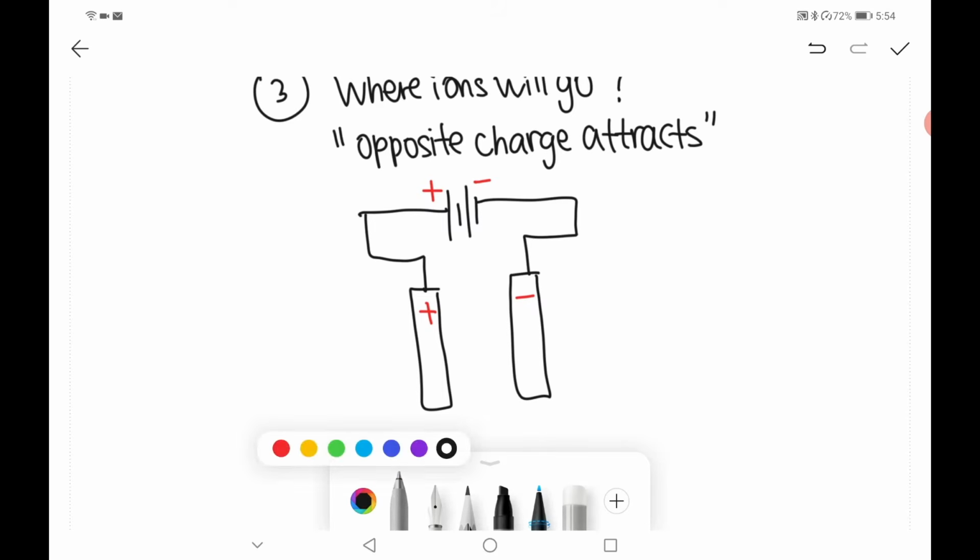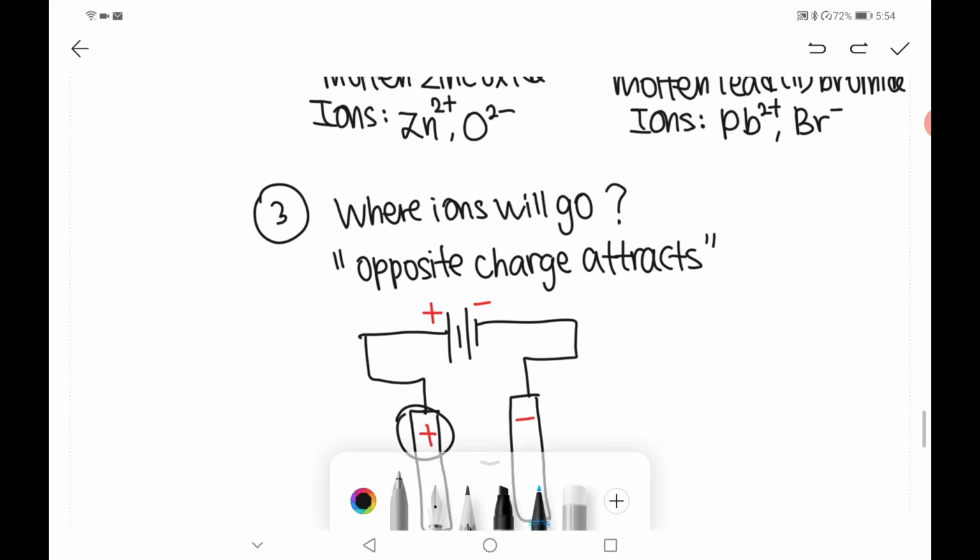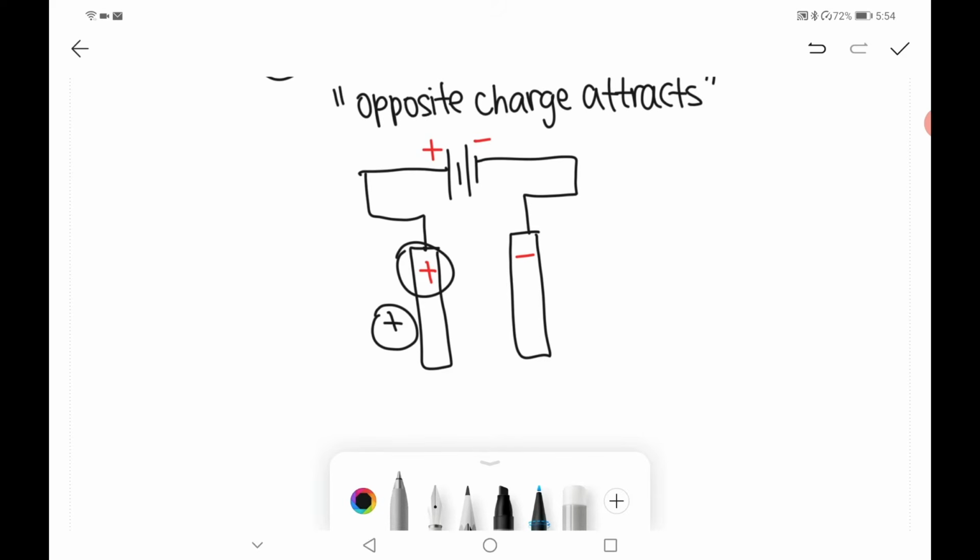The positive electrode will attract negative ions. It cannot be positive, because positive electrode and positive ions will repel. So you will see negative ions like this, all attracted to the positive electrode. Negative ions we call anions.